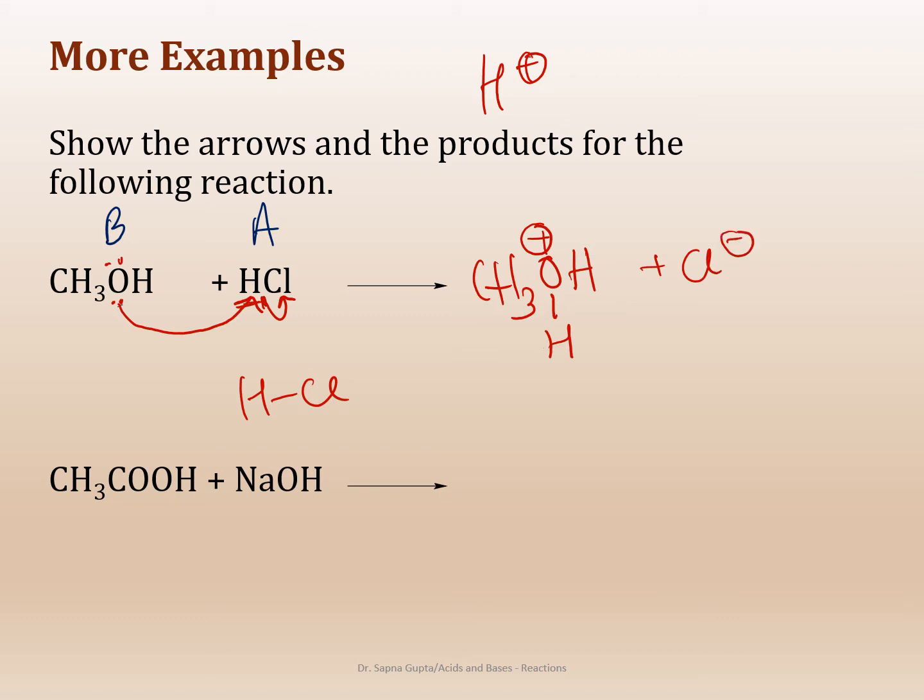If you were writing Cl minus and you did not have a charge on CH3OH2, then you should feel like something is out of balance, because if you have a minus, you should have a plus also. Okay, so there are always counter ions there. So that should give you a little bit of a red flag that you're missing something.